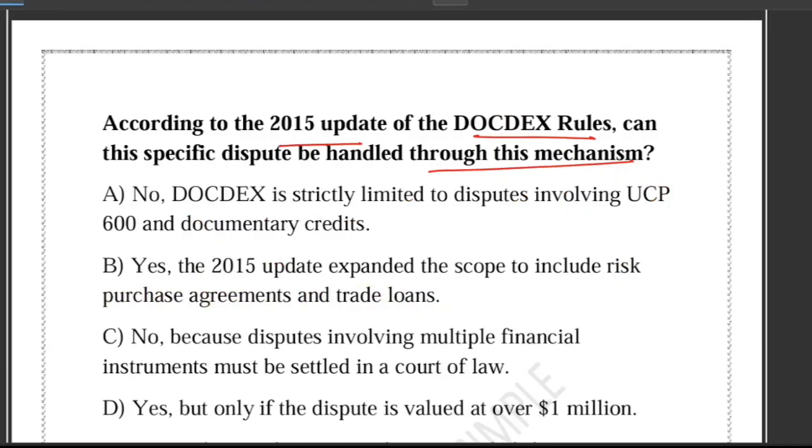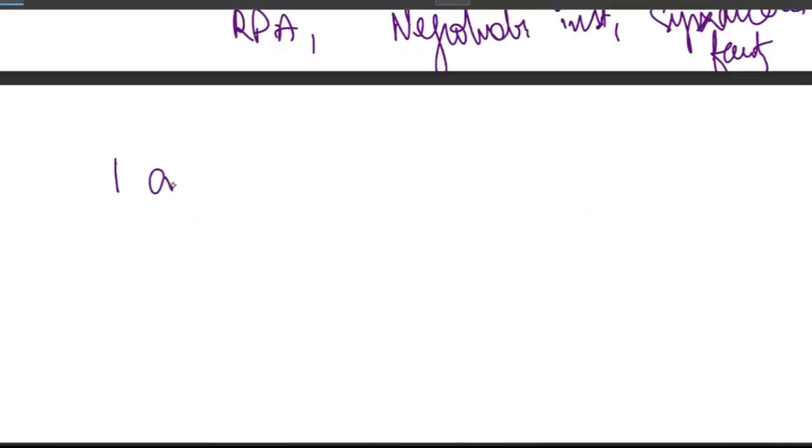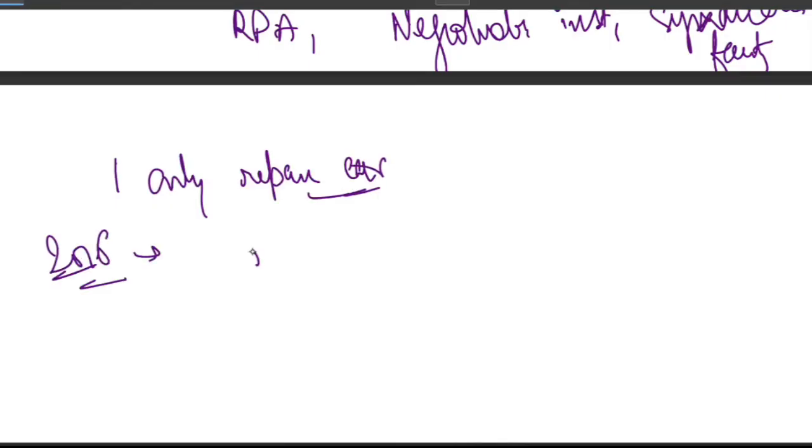So let me give you a super simple example. The old DOCDEX says I only repair cars, just an example. And the 2015 DOCDEX says I repair cars, I repair bikes, I repair scooters, I repair trucks, plus I also repair hybrid vehicles.